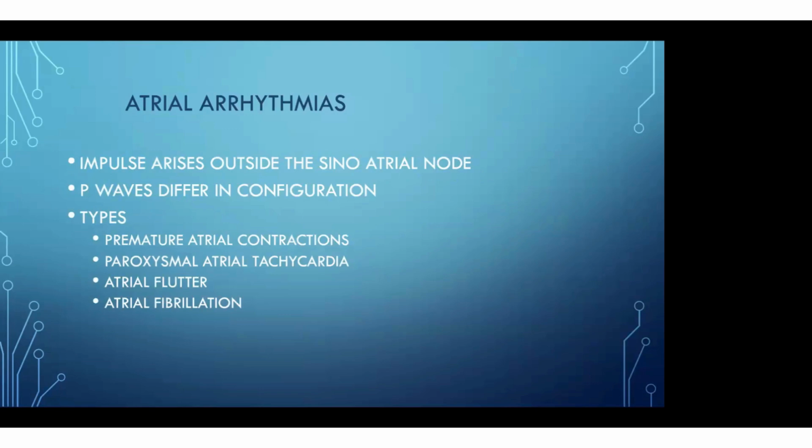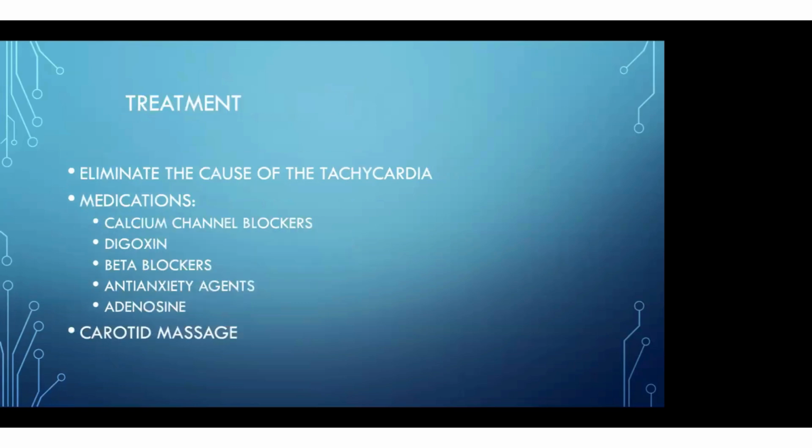In atrial arrhythmia, impulses arise outside the sinoatrial node. So you will know the SA node, AV node, His system, His bundle, then followed by left bundle and right bundle to Purkinje fibers. That is the order of conduction. Apart from the SA node, if the impulse arises from anywhere in the atria, it produces a P wave of different morphology. So it can be a premature atrial contraction, paroxysmal atrial tachycardia, atrial flutter, or atrial fibrillation. You'll be seeing them one by one.